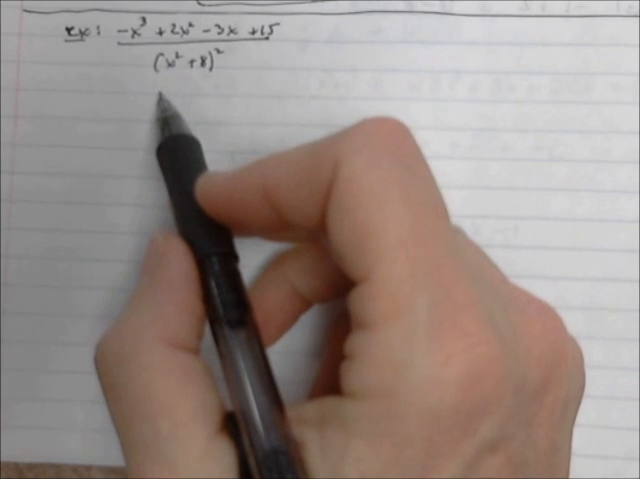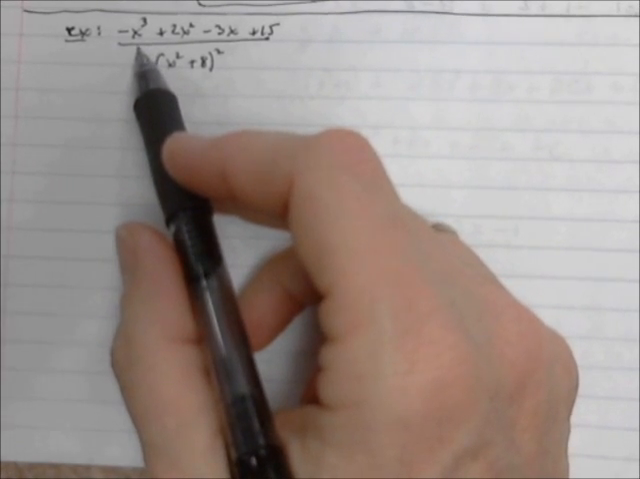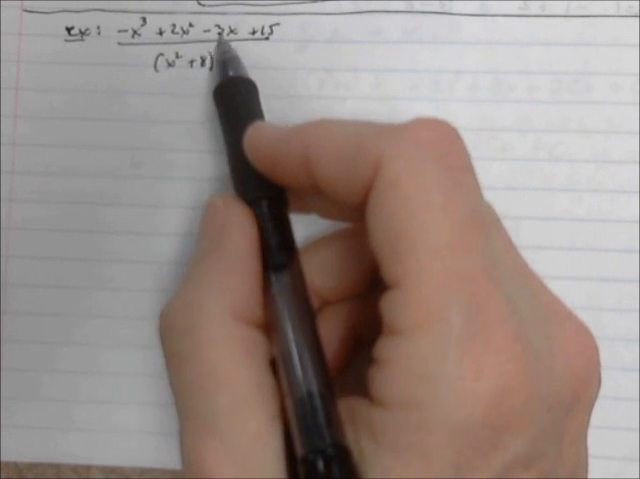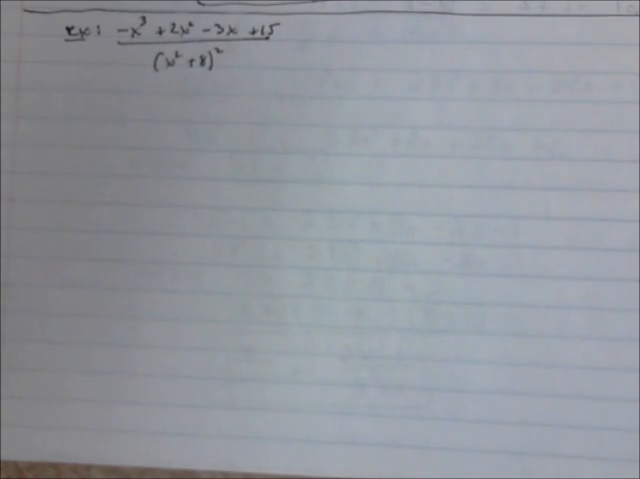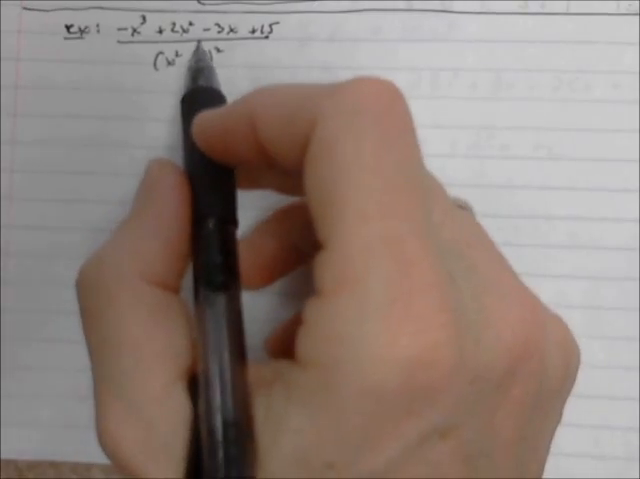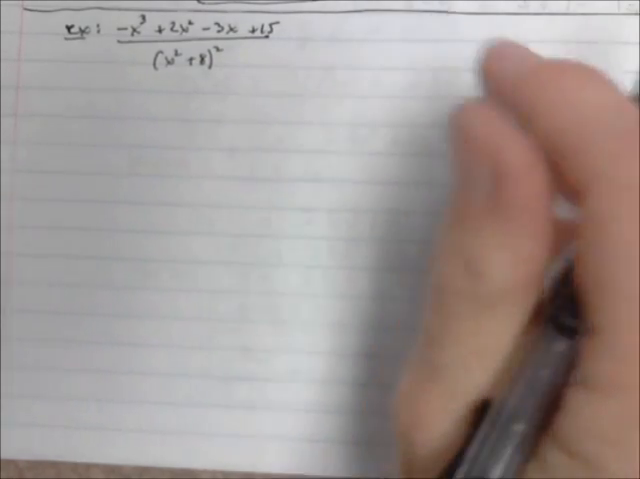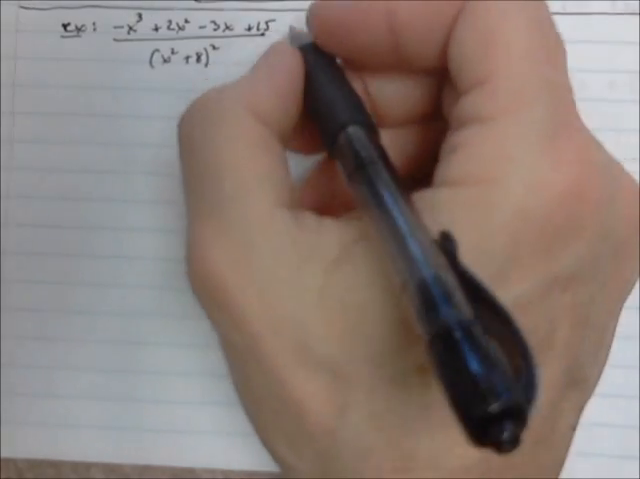So here's a second example that is pretty similar to the first one: negative x cubed plus 2x squared minus 3x plus 15, all over (x squared plus 8) quantity squared. And if you want to try this one yourself, you can, using the same method that I showed you above, or if you'd just like to go through it with me, that would be fine too.